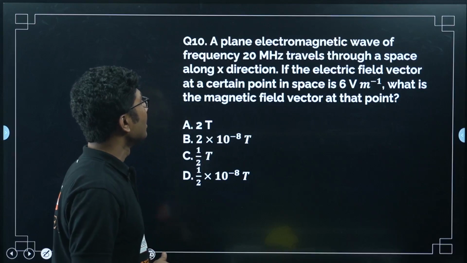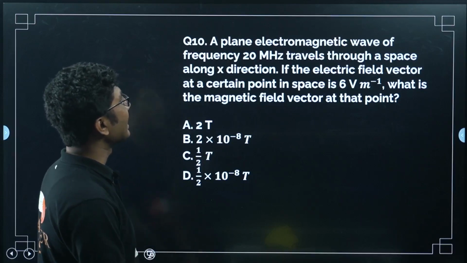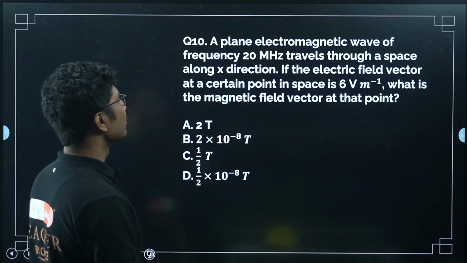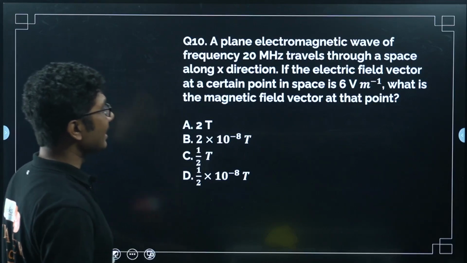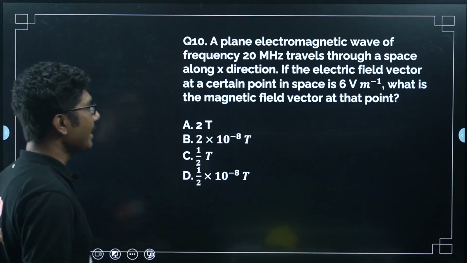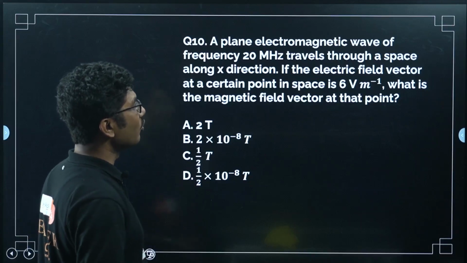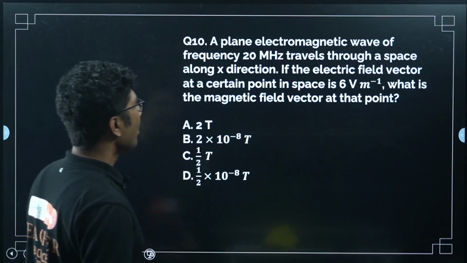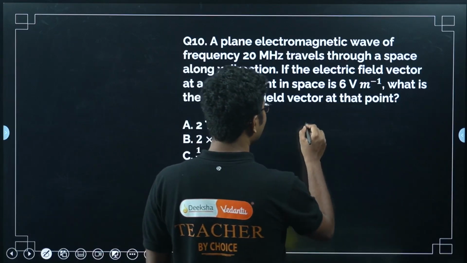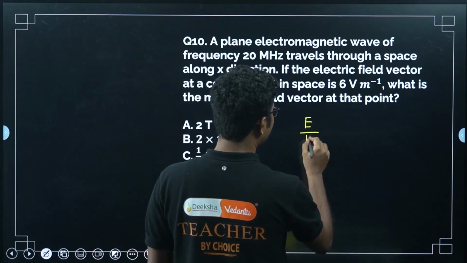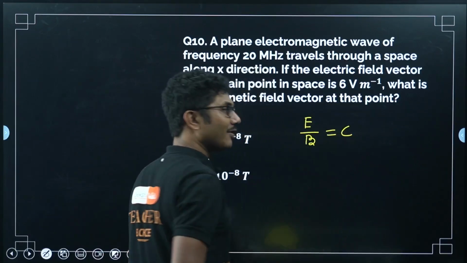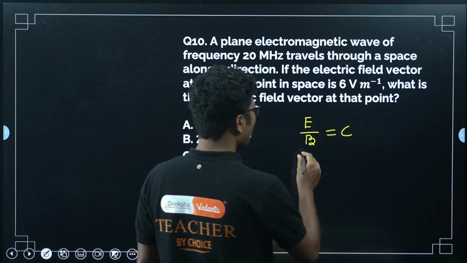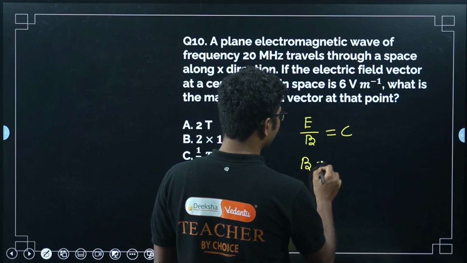This is the last question. A plane electromagnetic wave of frequency 20 megahertz travels through space along x direction. If the electric field vector at a certain point in space is 6 volt per meter, what is the magnetic field vector at that point? So basically we know that electric field divided by magnetic field should give you the speed of light. So don't worry about the frequency. Frequency is not important. So magnetic field should be equal to E by c.